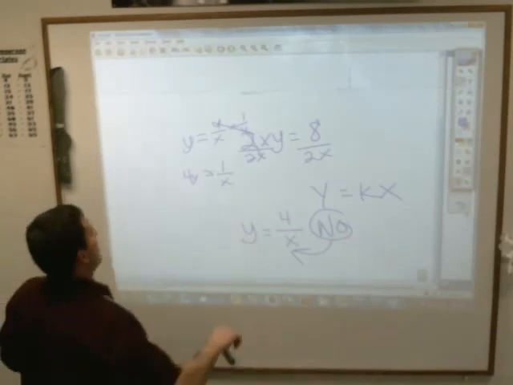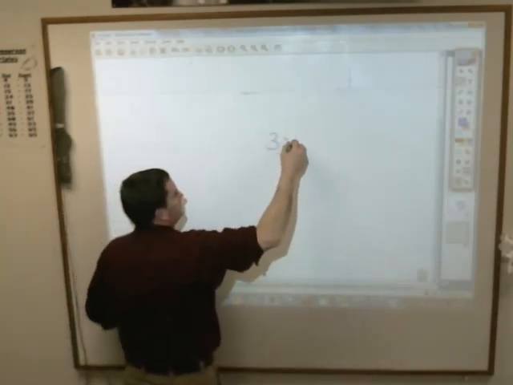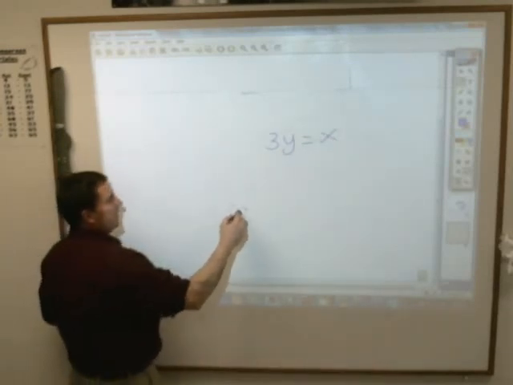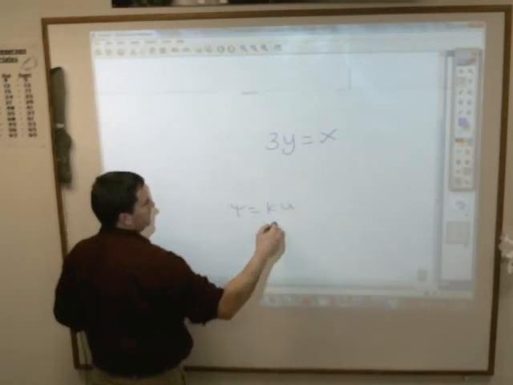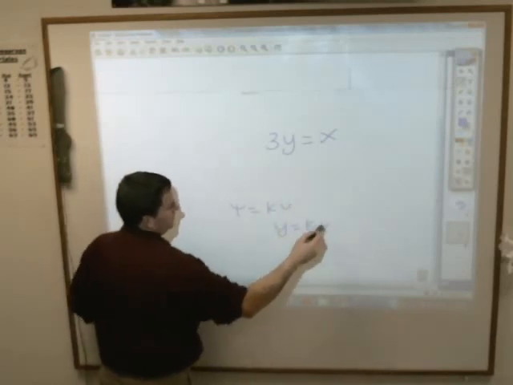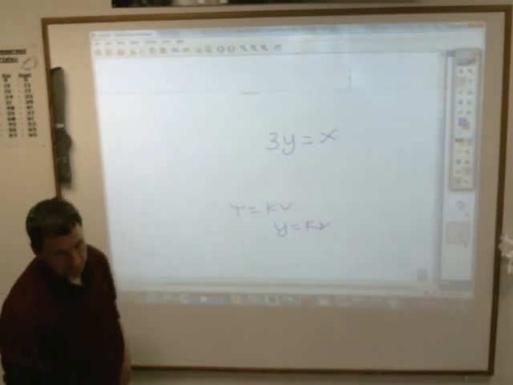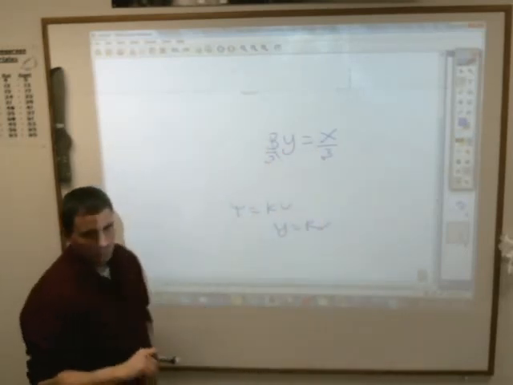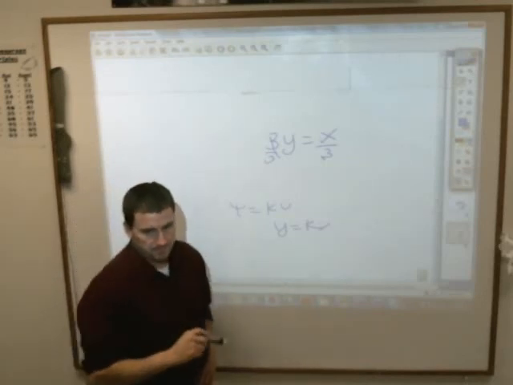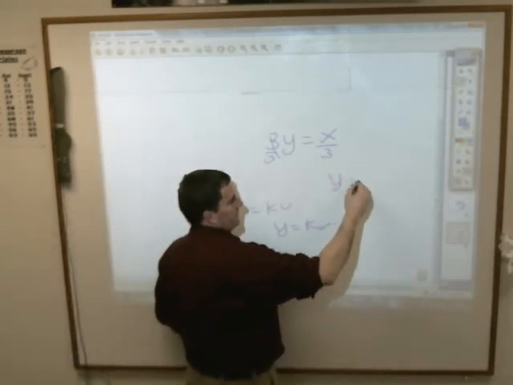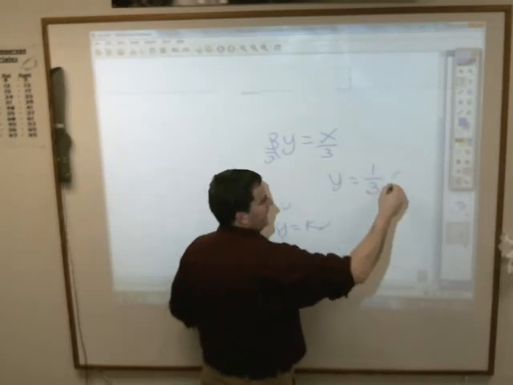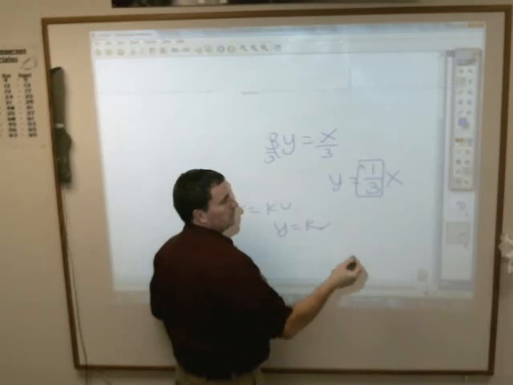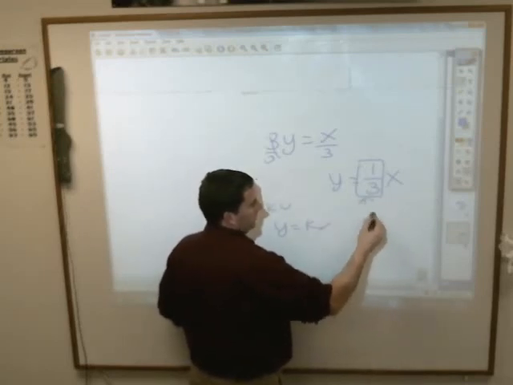How about 3y equals x? Direct variation or no? Remember, you need it to be solved for y. It needs to be y equals kx. What would you have to do there? Divide by 3, and you end up with x over 3. But what is x over 3? It's the same thing as y equals 1/3 x. And the constant of proportionality would be 1/3, the big letter K.